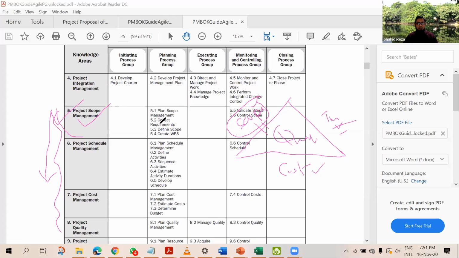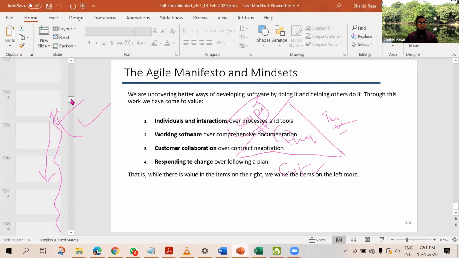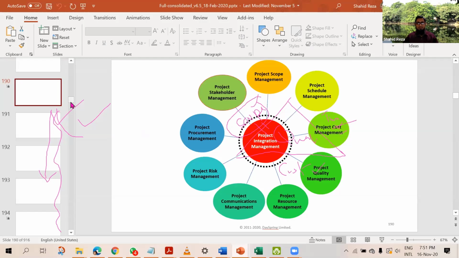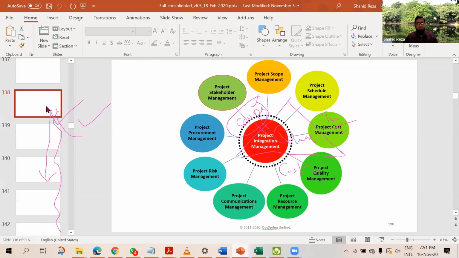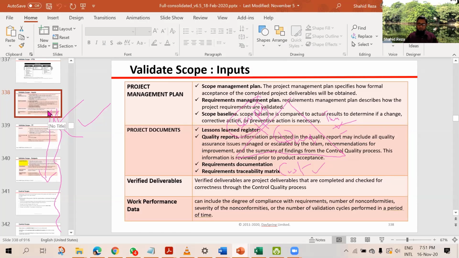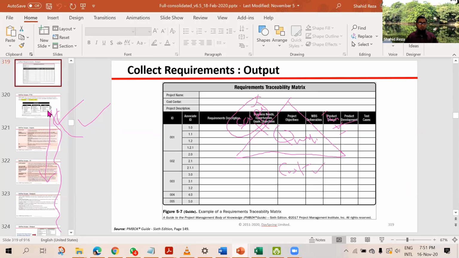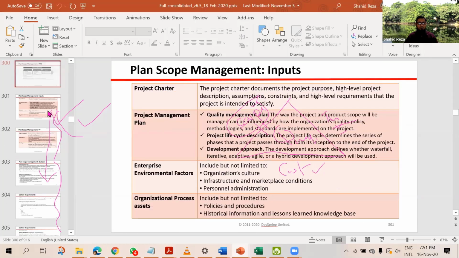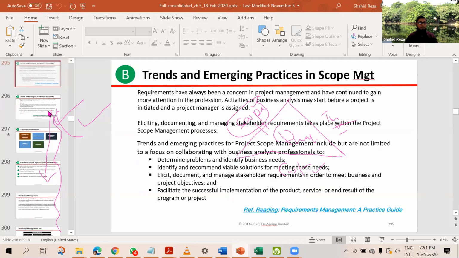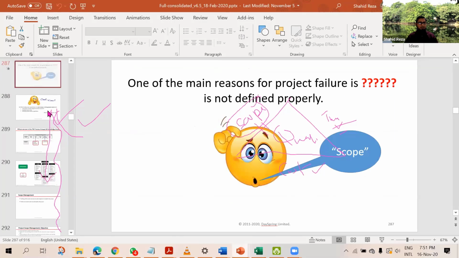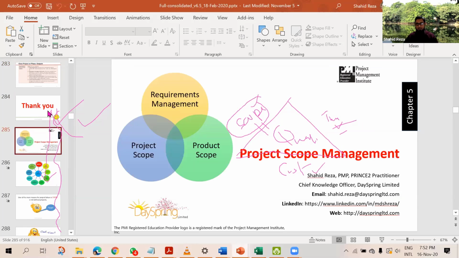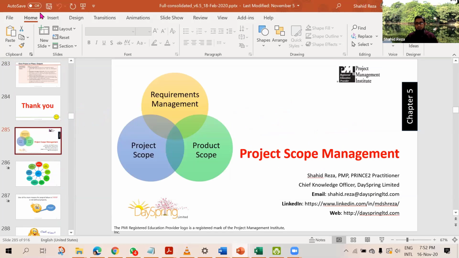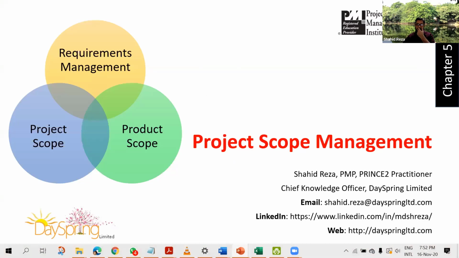So let me share my presentation slides. So integration management. So this is the scope chapter. Let me open up the first page of this chapter. So this is a long chapter. Okay, so this is the chapter. Let me clear the drawings. Okay, so project scope management.